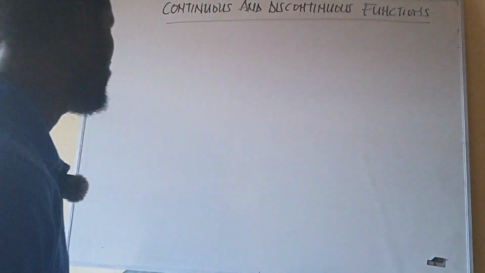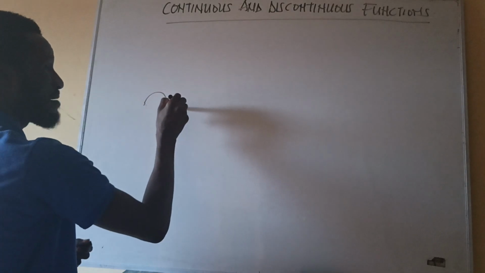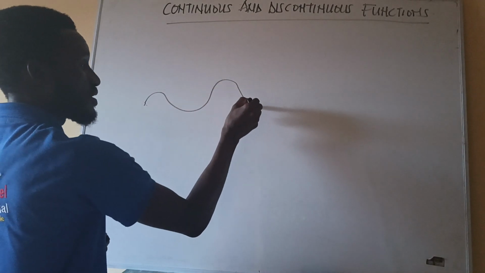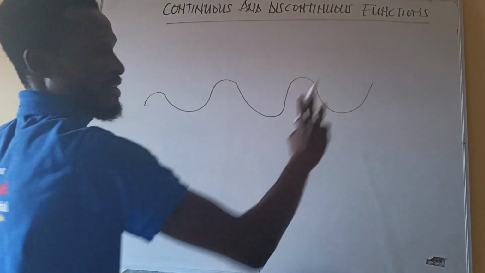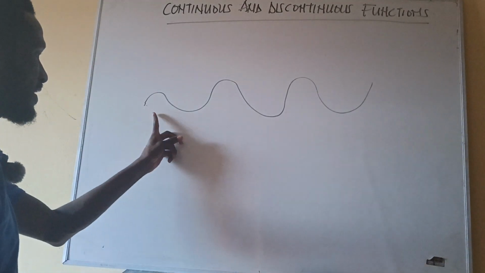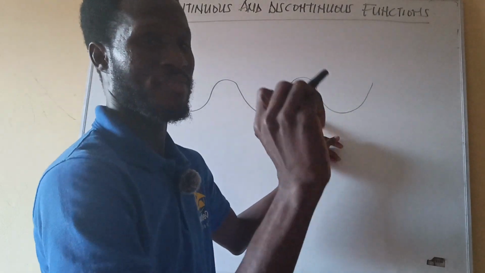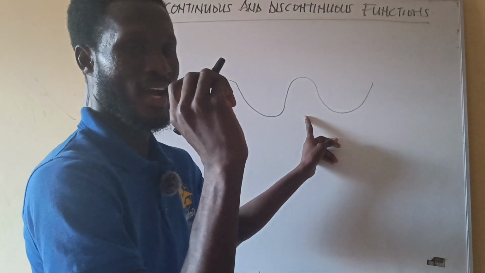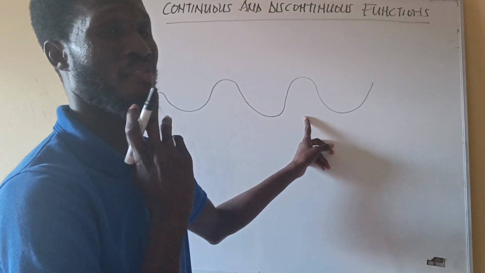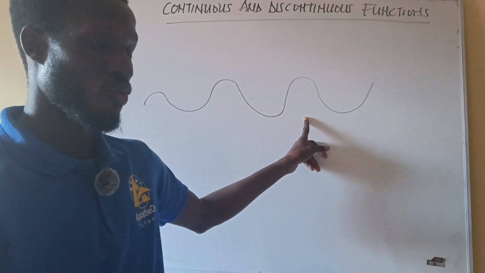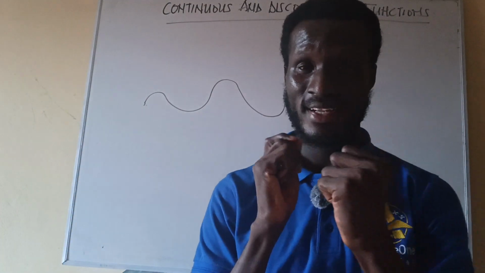It means I can draw the graph of that particular function without lifting my pen until I am done. Now, this particular thing is continuous. I drew the curve without lifting my pen or my marker. So we classify this one as a continuous function. Now, let me give you an example of a continuous function. Let me give you only one critical example.